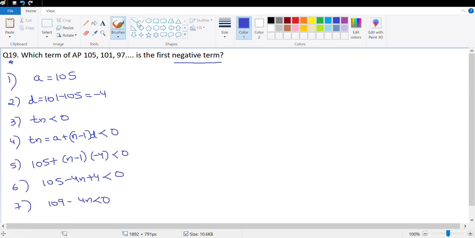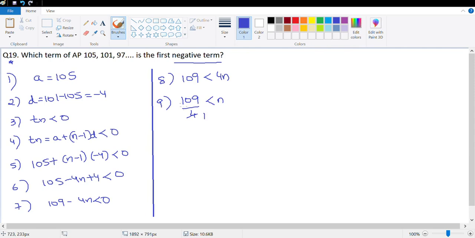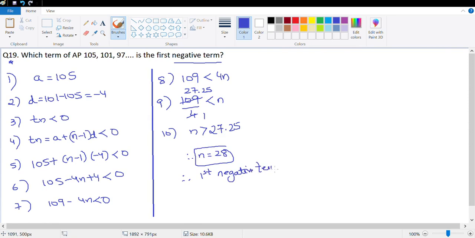Taking negative 4n to the other side, I get 109 is less than 4n, which gives me 109 upon 4 is less than n. That's 4 into 2, 8, that's 29, 4 into 7, 28. So this is 27.25, which means n has to be more than 27.25. Since the number of terms is always a natural number, therefore n is equal to 28. Therefore, the first negative term is the 28th term of the given AP.